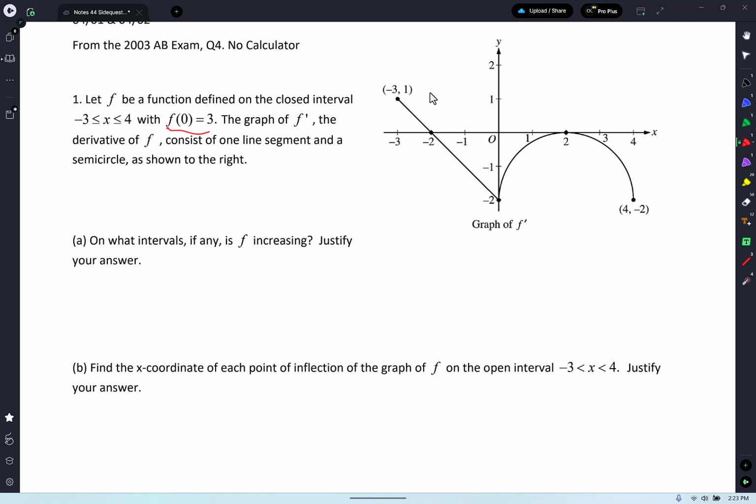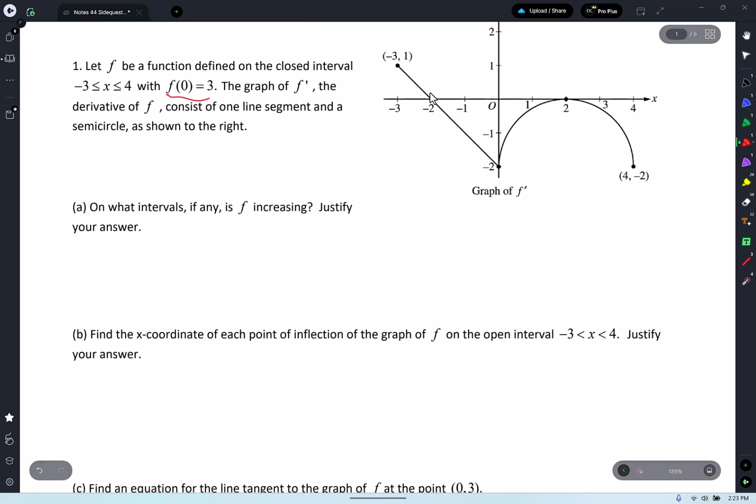The graph of f prime, the derivative of f, consists of one line segment and a semicircle shown to the right. So here it is. This is f prime. Letter A. On what intervals, if any, is f increasing? Justify your answer. Guys, f is increasing whenever f prime is?